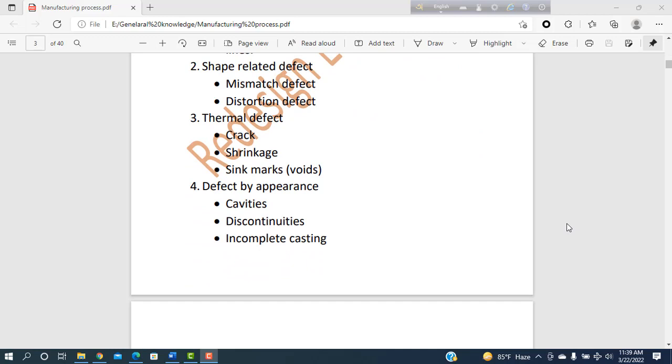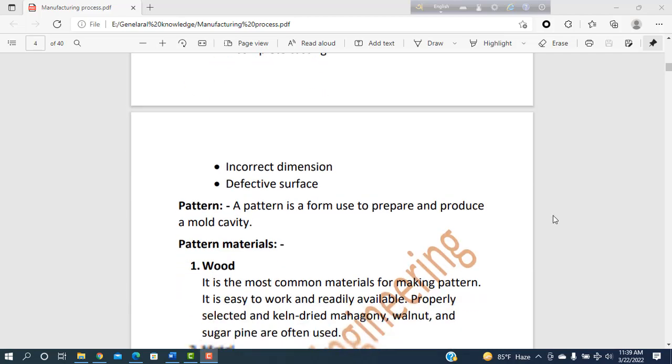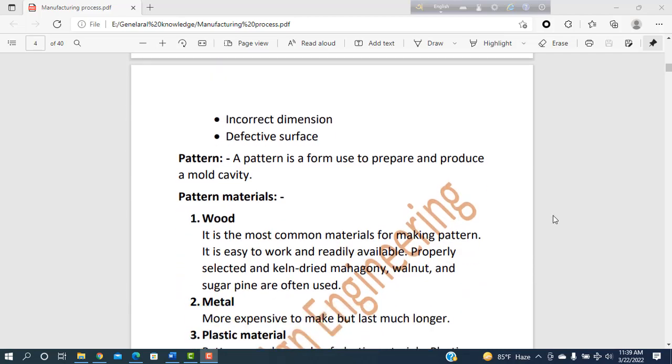Shape-related defects are generally of two types: mismatch defect and distortion defect. Thermal defects are crack, shrinkage, and sink mark. And the fourth one is the defect by appearance. Appearance defects are cavities, discontinuities, incomplete casting, and also incorrect dimensions and defective surface.